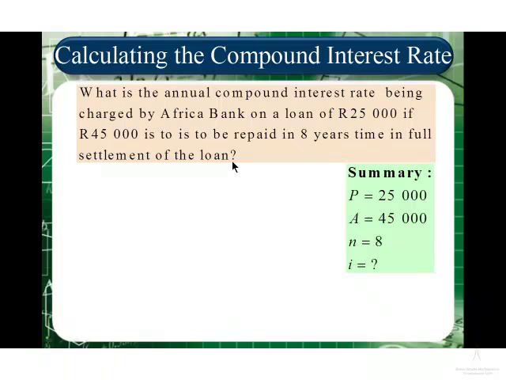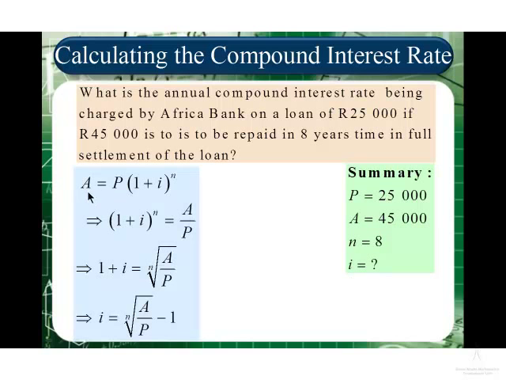So let's have a look. First of all, as normally is the case, we need to summarize the relevant information that is available and identify that which we would like to calculate. In this case, clearly we're looking for the interest rate I in decimal form per annum, and we have available the principal amount, 25,000 Rand, the accrued amount after the 8 years period, 45,000 Rand, and of course we have to apply the original formula again.